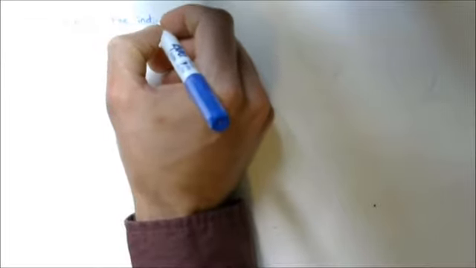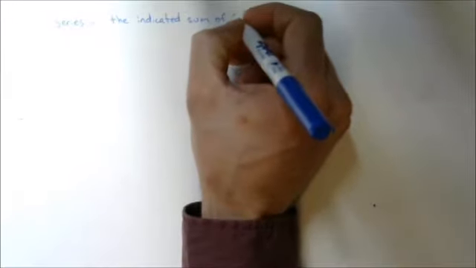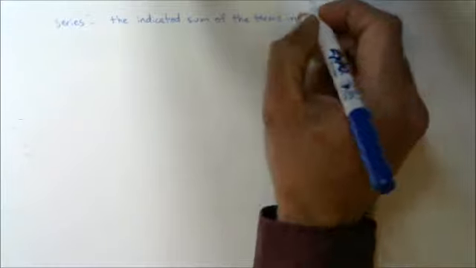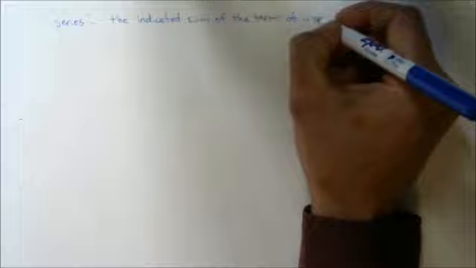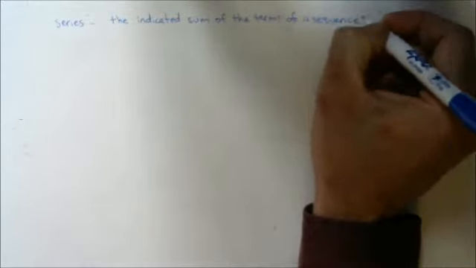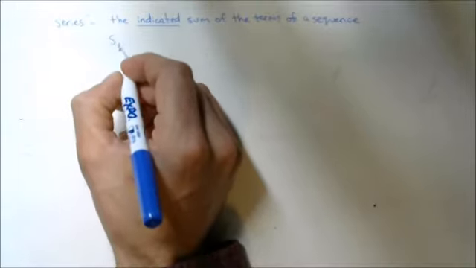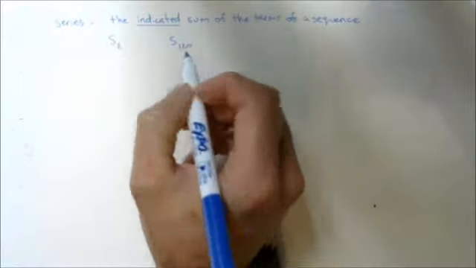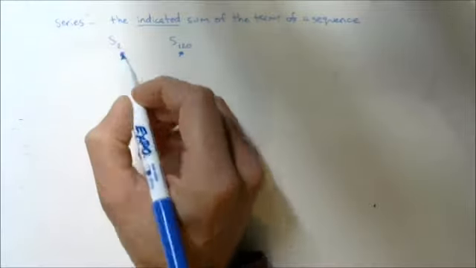This is the indicated sum of the terms of a sequence. The indicated sum of the terms of a sequence. Now this word indicated is in there because you can take the sum of the first 2 terms or the sum of the first 120 terms. This is the indicated sum, okay?